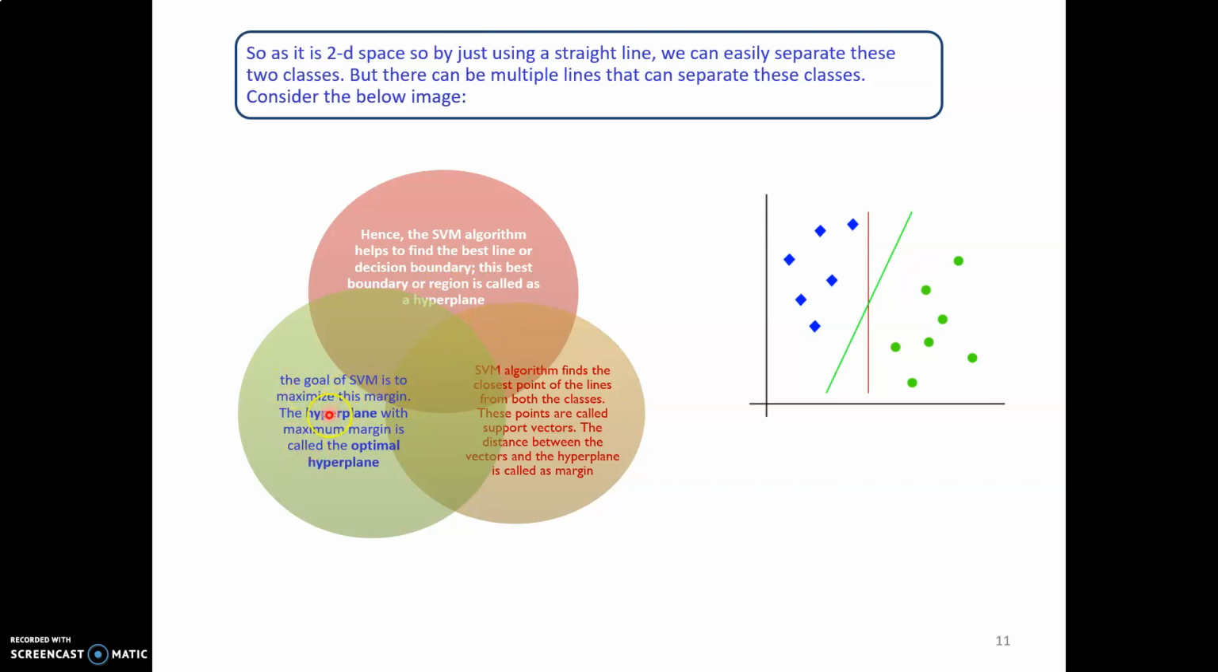The goal of SVM is to maximize this margin. The hyperplane with the maximum margin is called the optimal hyperplane. So the hyperplane with the maximum margin is the optimal hyperplane. The SVM algorithm finds the closest points of these lines from both classes. These points are called the support vectors. The support vector means the closest point in the margin. The distance between the vector and the hyperplane is called the margin. So margin is the distance from the support vectors to the hyperplane.